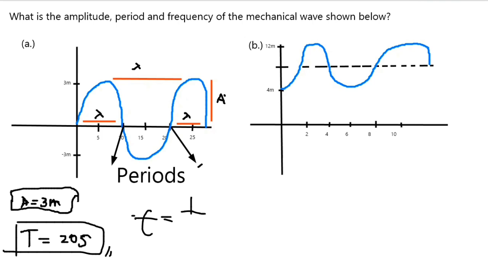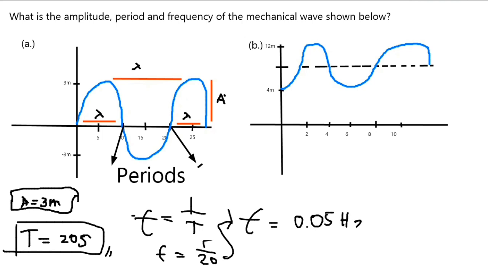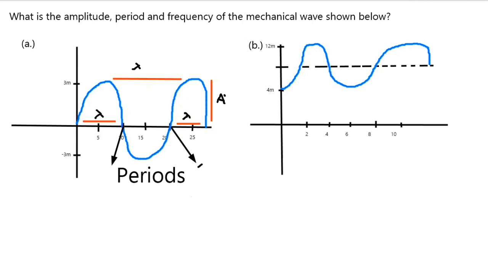So now let's calculate the frequency. The frequency is just 1 over the period, and also defined as cycles per time. So 1 over 20 is just... Let me just use our calculator. So the frequency of this mechanical wave is just 0.05 hertz. The unit for frequency is hertz, or seconds raised to the negative one power.